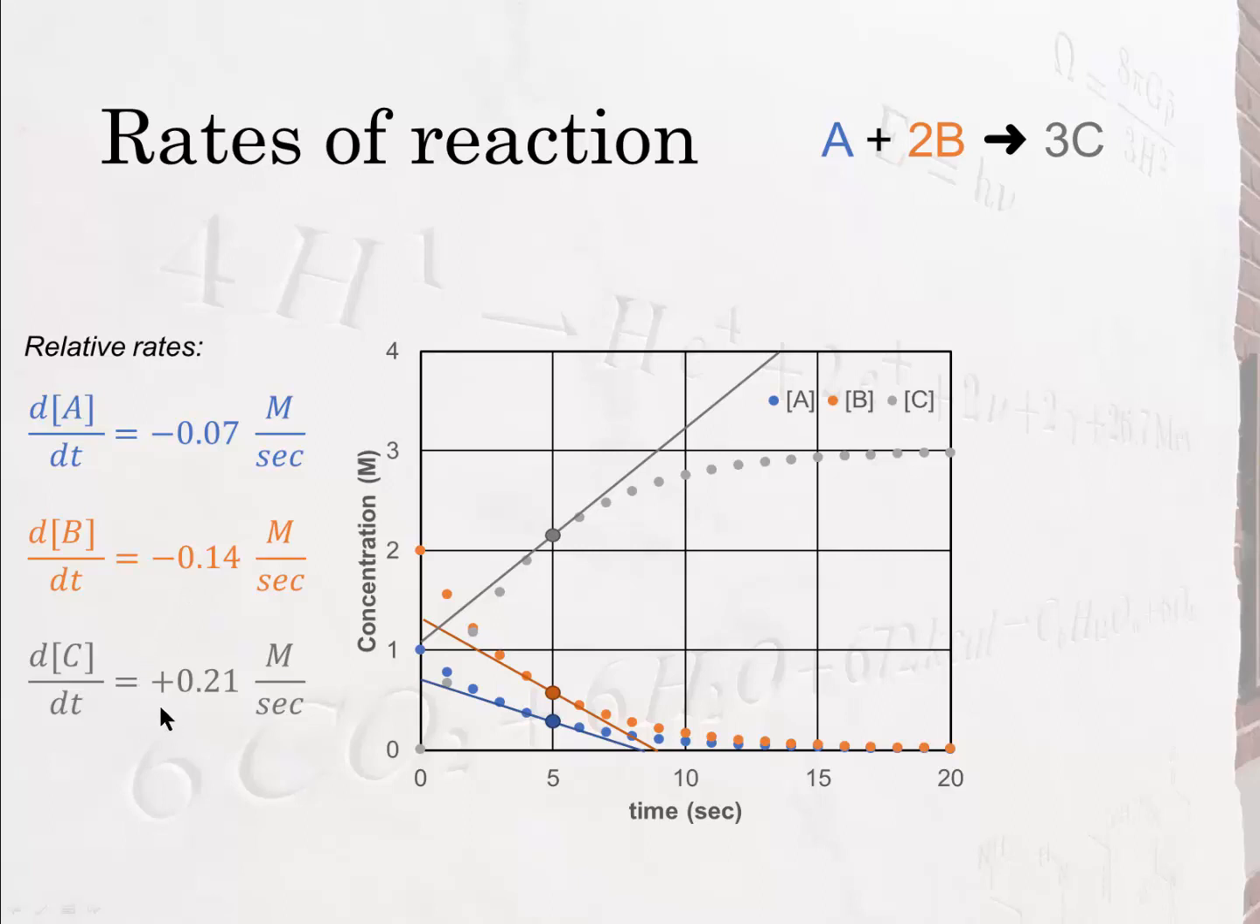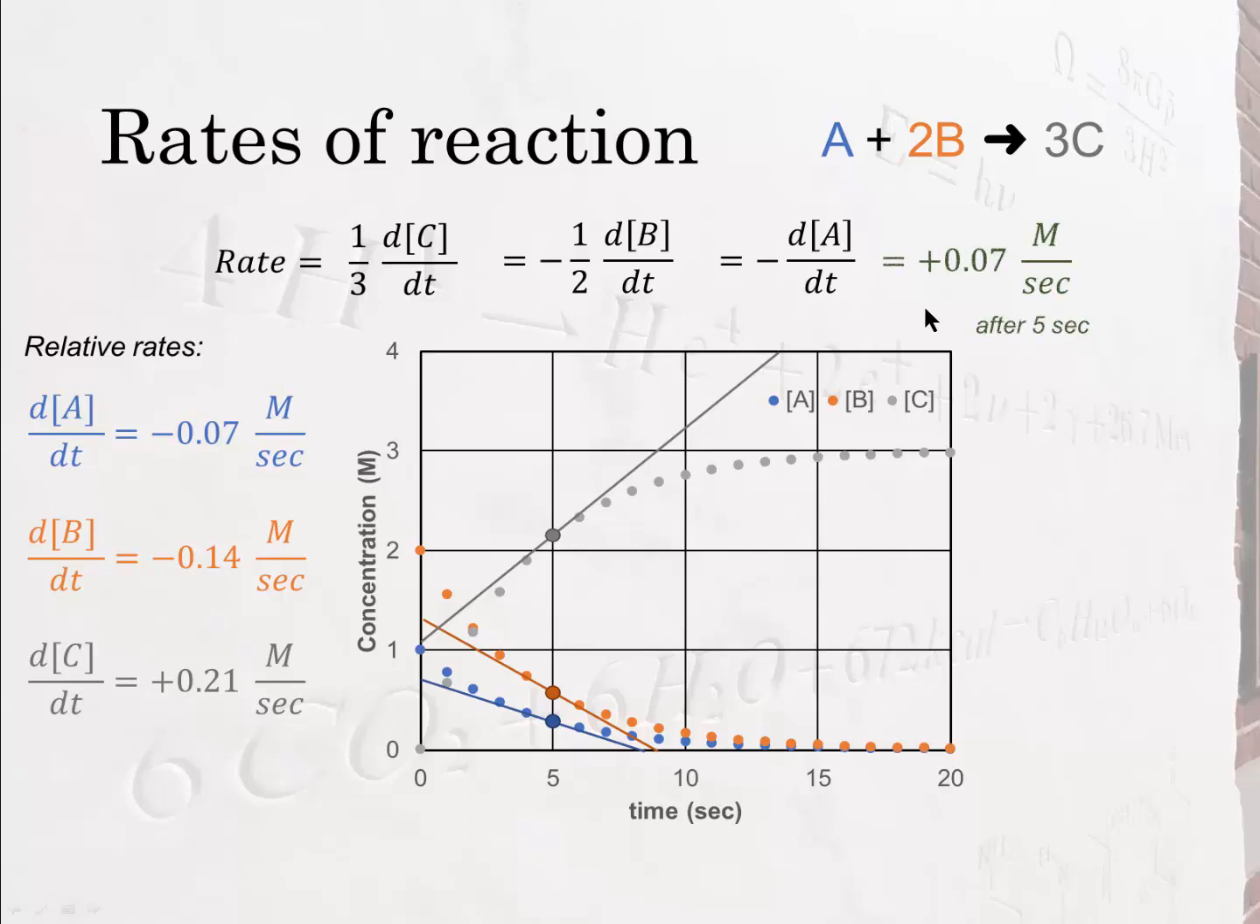We need to be able to define a single overall rate regardless of which reactant or product we're talking about. We do this by multiplying the relative rate by 1 over the stoichiometry coefficient. So the overall rate for this reaction is 1/3 the relative rate of C at a given point. This is equal to negative 1/2 times the relative rate of B, or negative 1 times the relative rate of A. You can use any species in the reaction to define the overall rate. At 5 seconds, the overall rate of this reaction is plus 0.07 molar per second.